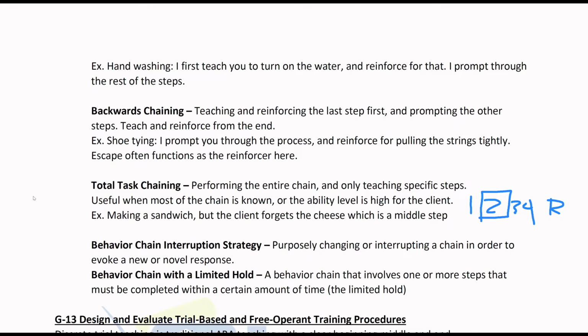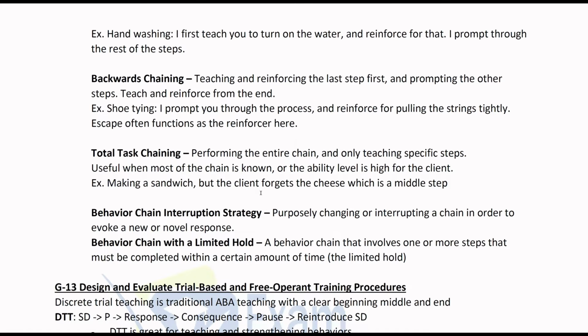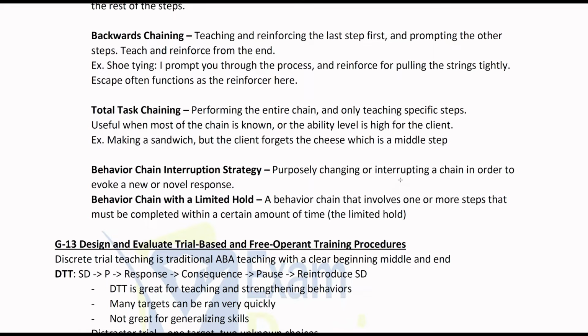This is going to help us identify maybe 2 needs a little more work, but they know the rest of the chain. A behavior chain interruption strategy, you're purposely changing or interrupting a chain in order to evoke a new or novel response. In other words, if I have steps 1, 2, 3, and 4, and we've mastered that, one of the keys of behavior chain interruption is the essential steps have been mastered, I might let the client go to 1 and 2, and then in between 3 and 4, I might throw a monkey wrench in, right?